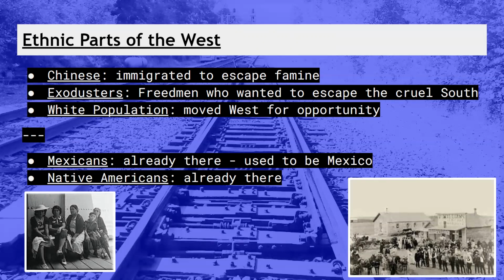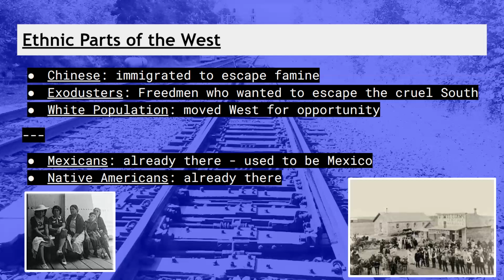So basically the Chinese, they were not there originally. They came to escape the famine in China, and they knew about the gold that there was. Exodusters, these were freedmen, in other words, maybe men and women who used to be slaves, and they needed to escape the cruel South because there were a lot of new restrictions and a lot of racism too. So they had to move west to escape that, and it wasn't as bad in the west. And then there was the white population that just moved west for opportunity.